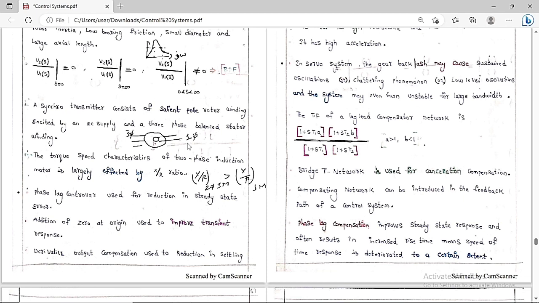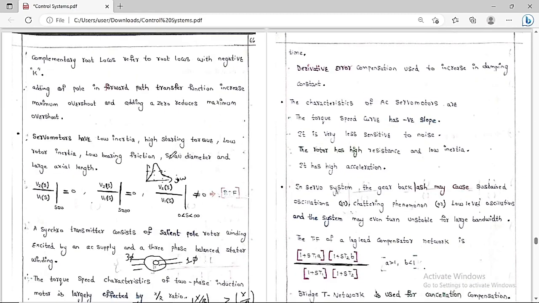Derivative output compensation is used for reduction in the settling time. So with the help of derivative output compensation, the settling time decreases. Whenever you use derivative output compensation, the settling time is always going to get reduced. So this point you always have to keep in mind.